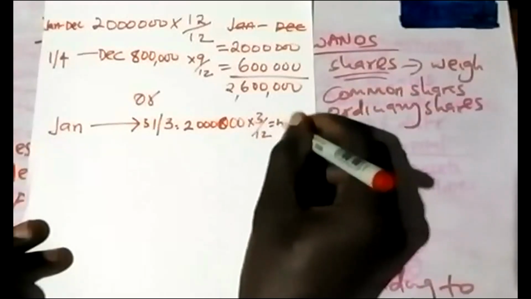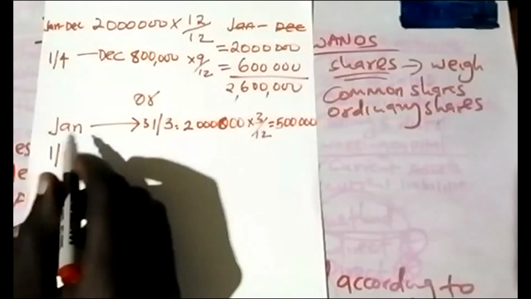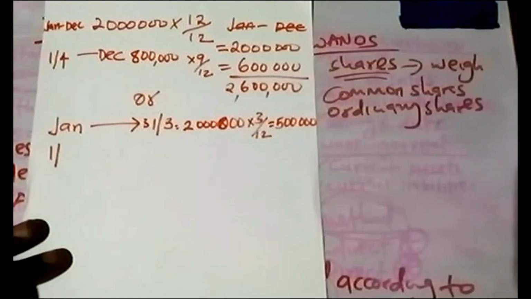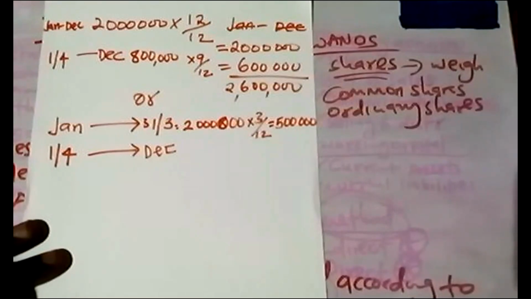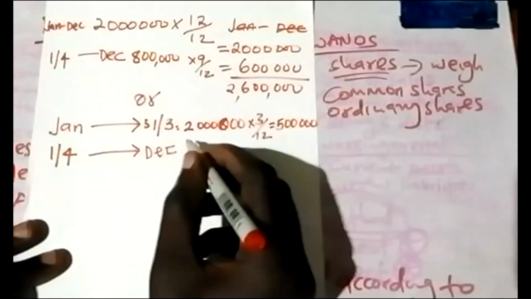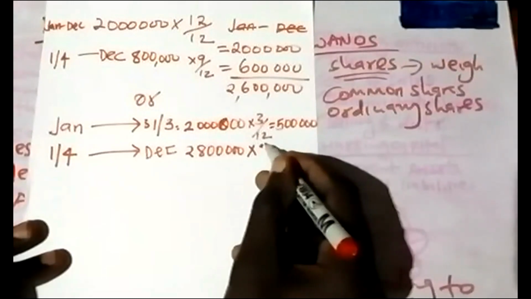So that is 500,000. Then you talk about now from April, because by the end of March they issued another 800,000, which means it's from 1st April to the end of the year, December. Remember that they started with 2 million which was outstanding. Then coming April, they issued others, the 800,000. So the total is 2.8 million, which is the one you now weigh from April to the end of the year.